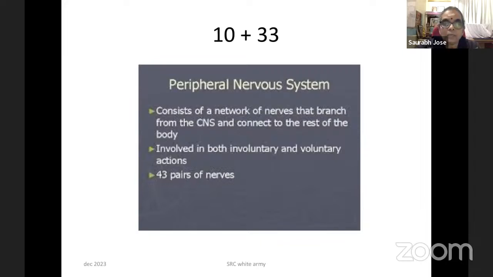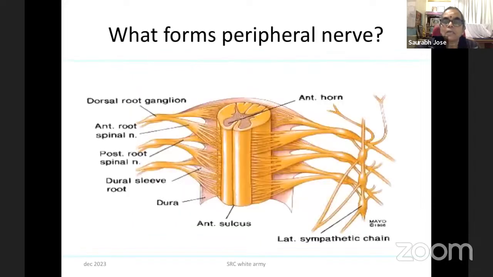There are 43 pairs of these nerves, and here you can see a section of the spinal cord. We have the anterior horn cell. From there, the ventral root comes in, and you have the dorsal root with the dorsal root ganglia, and they have the sleeve of dura around it. You can see the anterior sulcus, then the posterolateral sulcus, and these join together to form the dorsal root, and the ventral root joins to form the common spinal nerves, and then they are linked to the sympathetic chain.